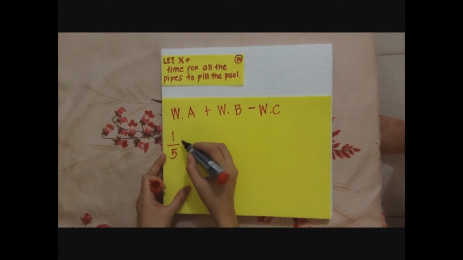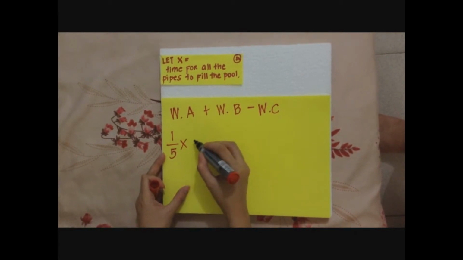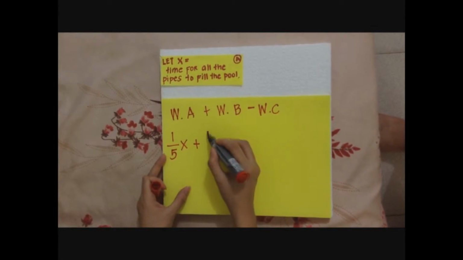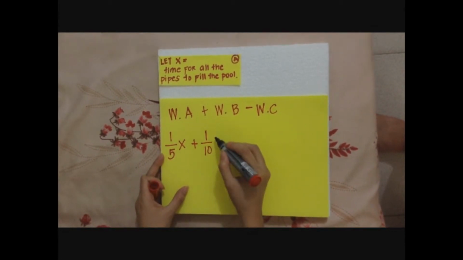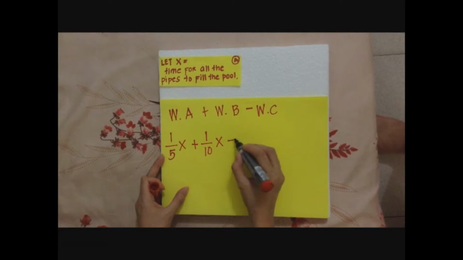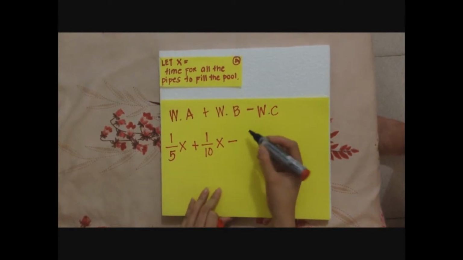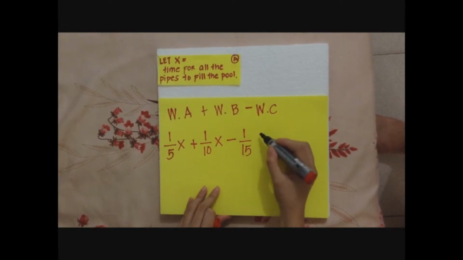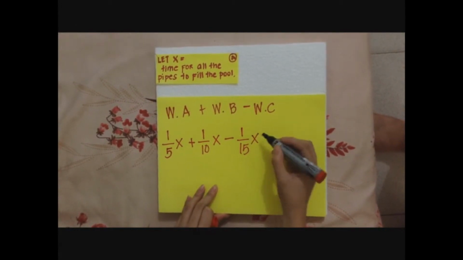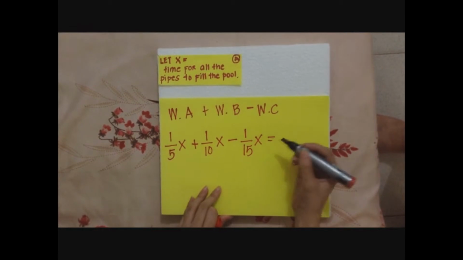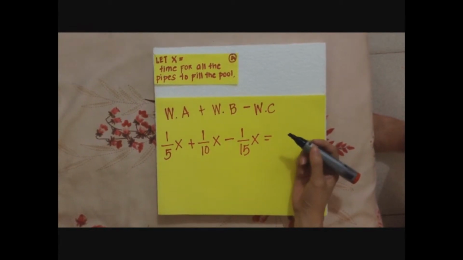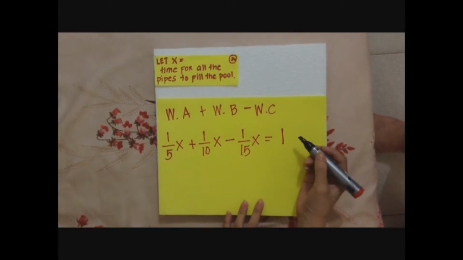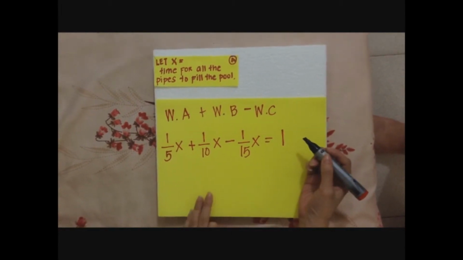multiplied to its time, which is unknown, so it's x, plus the work of Pipe B, rate is equal to 1 over 10, multiplied to x as time, and subtract to the work of Pipe C, which is the rate, 1 over 15, and multiply to the time, which is x. And then we'll equate it to 1, since all of the rates are counterparts of work within an hour.